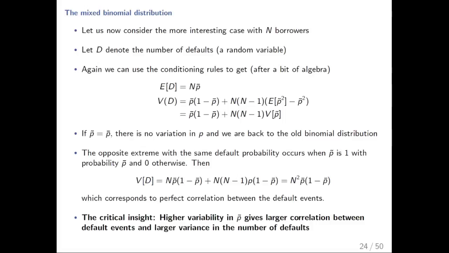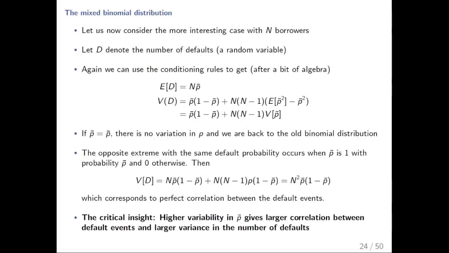There's another extreme. The covariance term is a little bit hard to interpret here, and so I just give you some intuition about how P relates to covariance. The idea here being that if P is flat, if it's not varying, there's no covariance between the defaults.